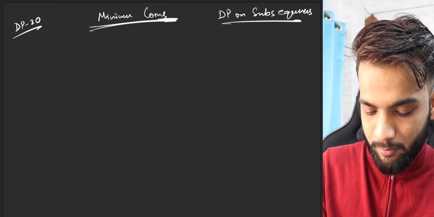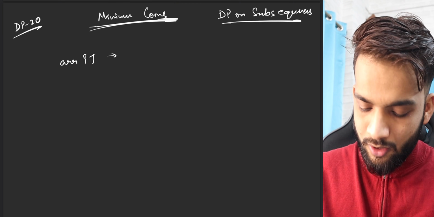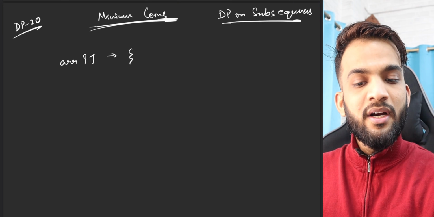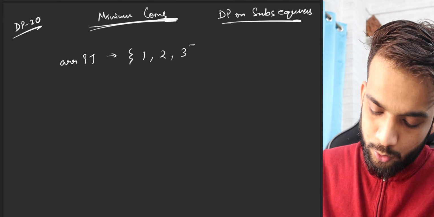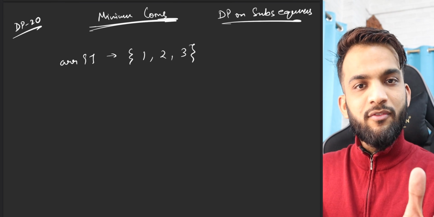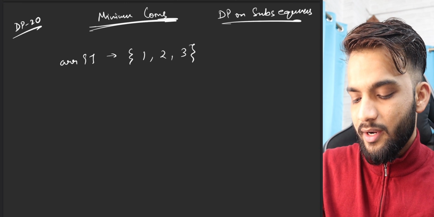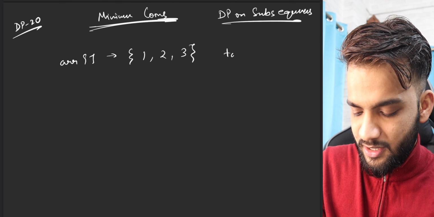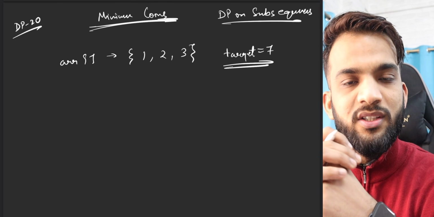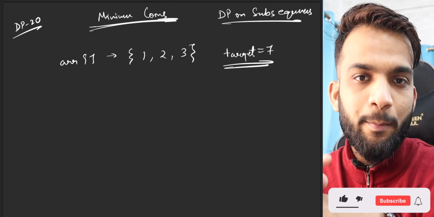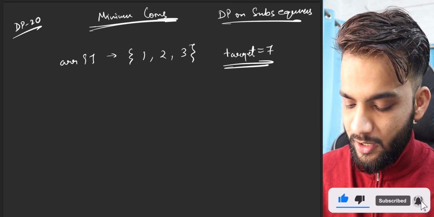So what does the problem state? The problem states that you're basically given an array which denotes denomination of coins. Assume the denomination of coins are 1, 2, 3. Like you have coins which have denominations as 1, 2, and 3. And you're given a target. Assume the target is given as 7. So what they're asking you is what is the minimum number of coins that you will require in order to form this particular target?